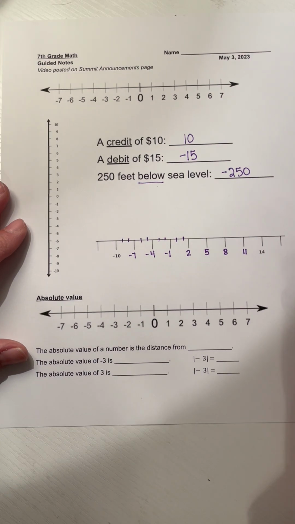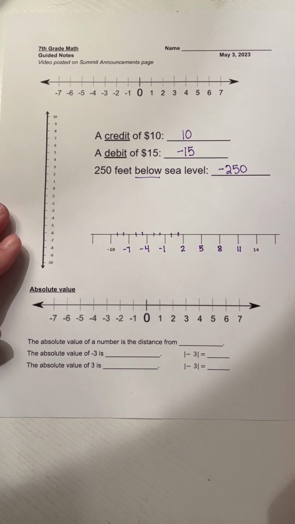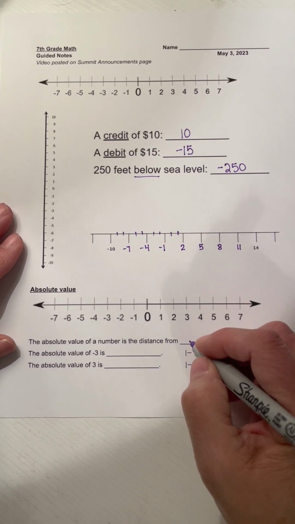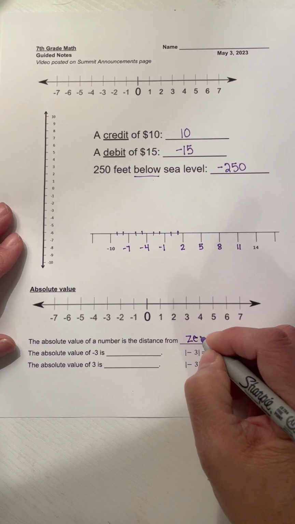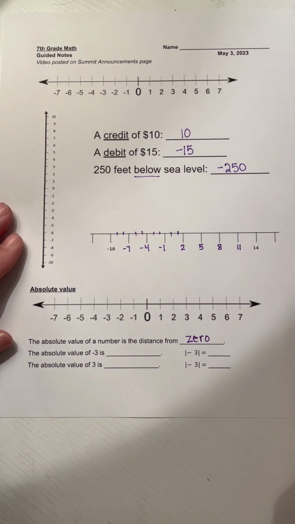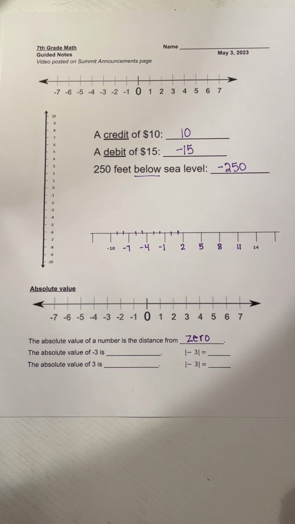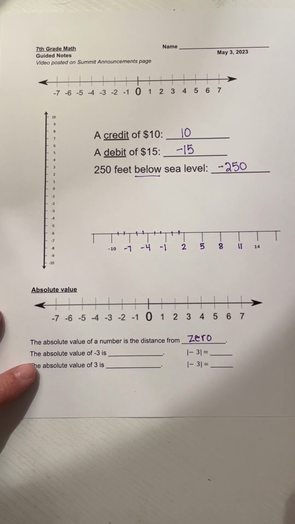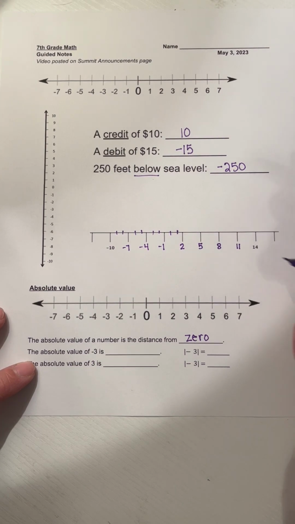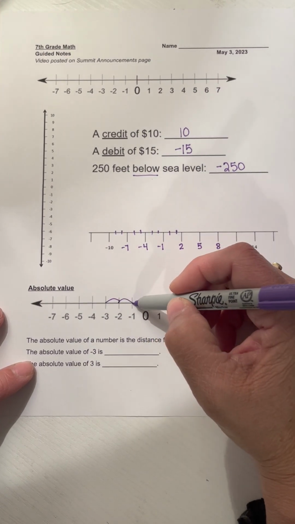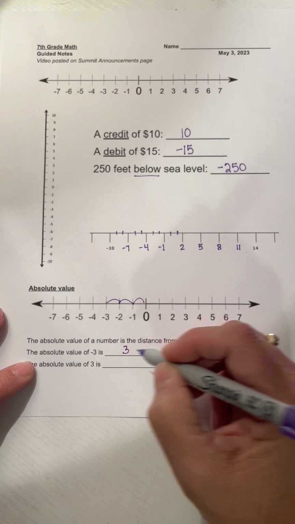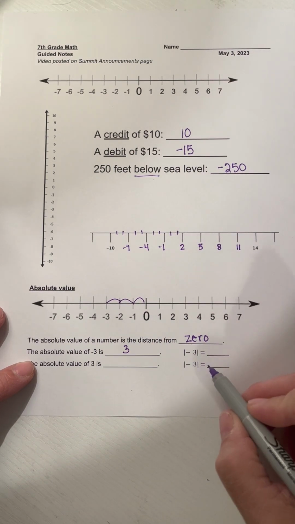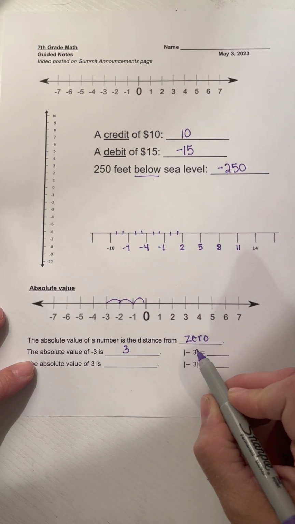Absolute value is something we haven't talked about in a long while, but absolute value on a number line is the distance from 0. Sometimes they call this magnitude. It means how far away it is or how severe it is. The absolute value of -3. How far is -3 from 0? It is 3 hops. And the way they denote this sometimes is they put the little bars on each side.